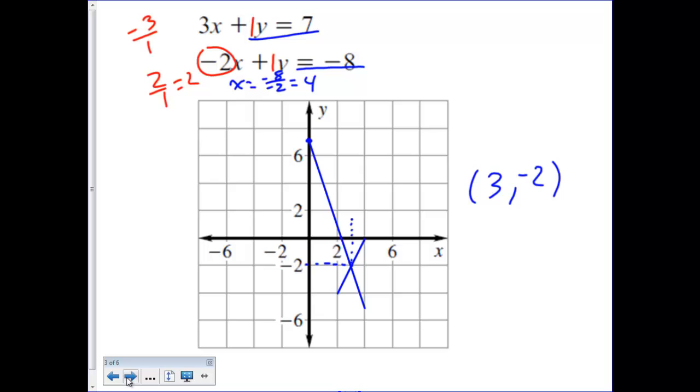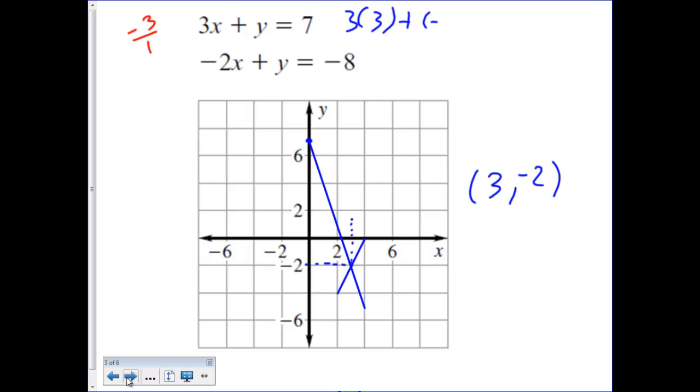But since this graph does not go by ones, I'm going to have to go back and double check my answer, make sure that's actually my solution. So in the first one, I have 3 times 3 plus -2. Does it give me 7? Well, that's 9 plus -2, so yeah, it does work in the first one.